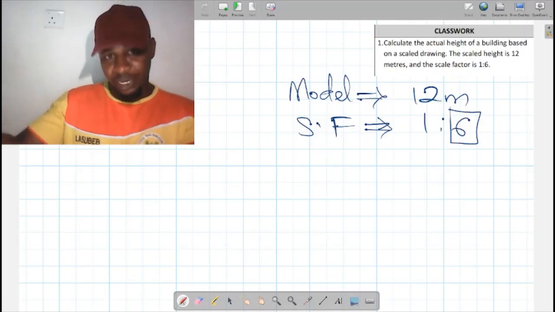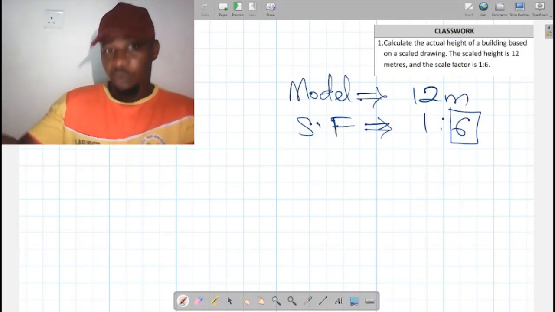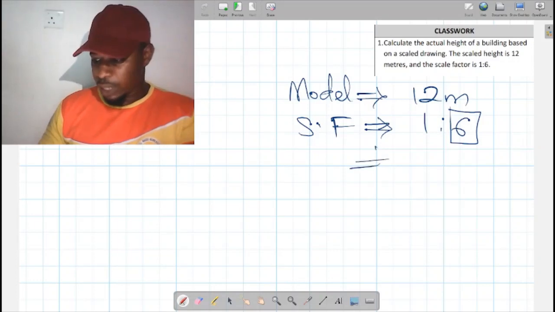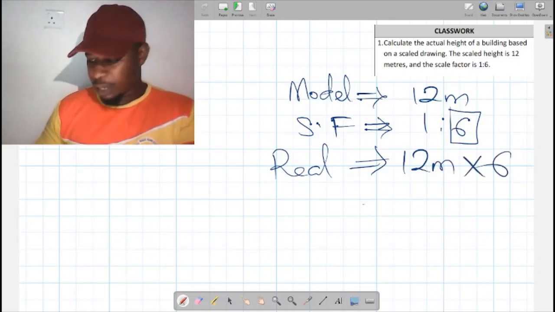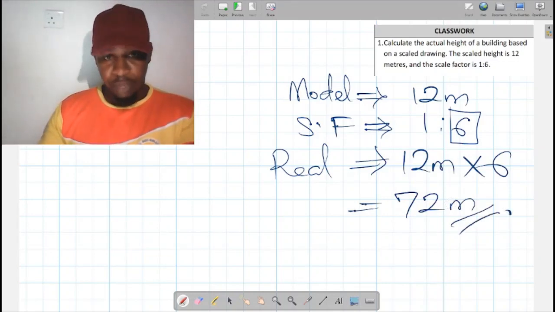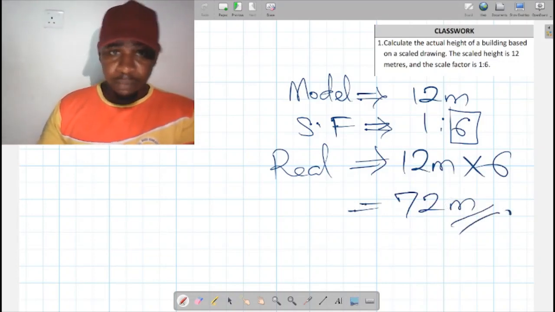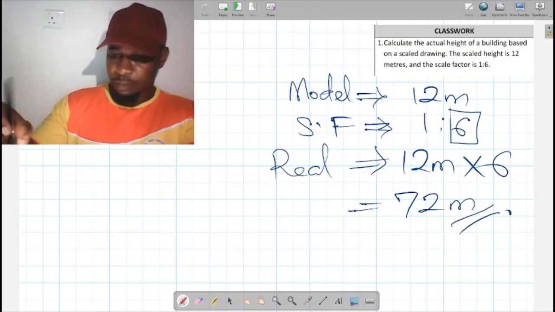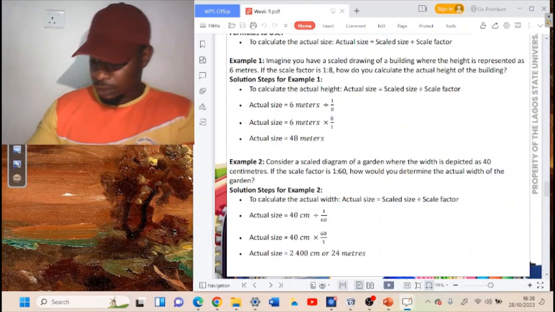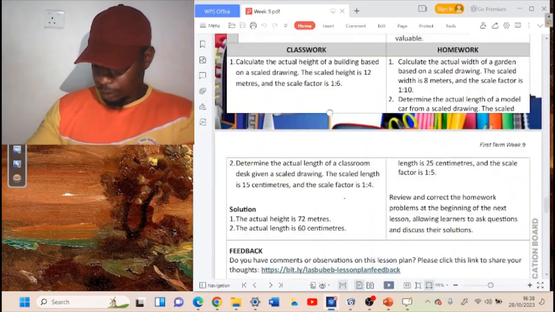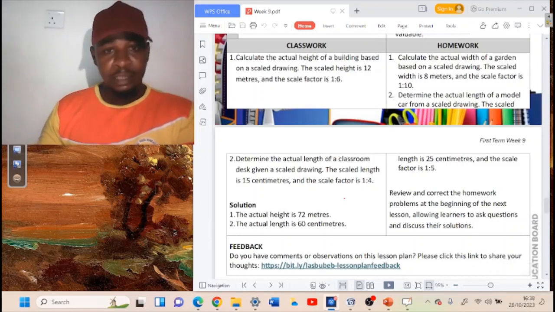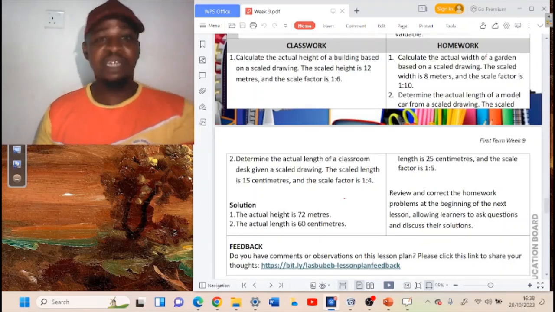And since it is going to be greater, are we going to multiply or divide? We are going to multiply. So we're going to say, since the model is 12 meters, then the real has to be 12 meters times 6. And that is going to be 72 meters. And that is what your answer should be. You will be able to take care of the third example and the second exercise. Let's see if we're correct. And I'm pretty sure that we are. Yes, the answer is 72 meters. So I trust that you can figure the rest out by yourself.